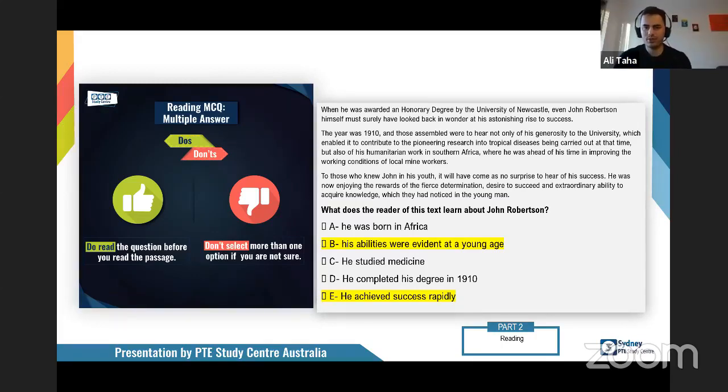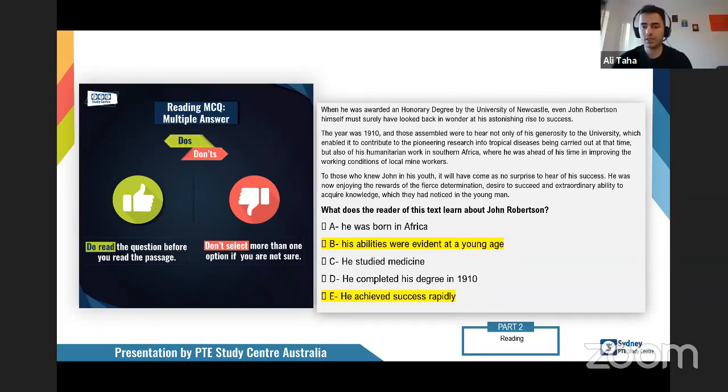His abilities were evident at a young age, and he achieved success rapidly. And here is the trick. Let's have a look. His abilities were evident at a young age. If we go to the second paragraph, the second last line, where he was ahead of his time in improving the working conditions of local mine workers. So his abilities were evident at a young age. True. Excellent. Makes sense.